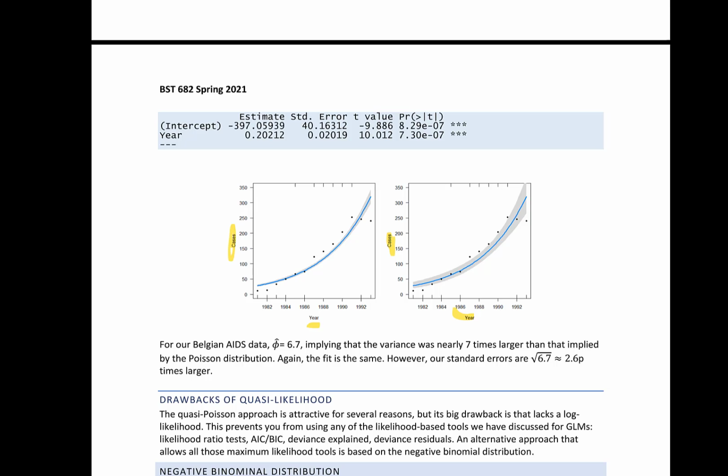And it ends up that for the Belgian data, we can see that phi hat is 6.7, implying that the variance was nearly 7 times larger than that implied by the Poisson distribution. So again, the fit is the same, so the blue line between the two is the same, but our standard errors are about 2.6 times bigger. And we can see that by looking at the error bars on the two different lines. And so again, when we think of accounting for this over dispersion, or using an over dispersion model, the quasi-likelihood, we're not changing the estimates, it's really that variability is what we're accounting for.